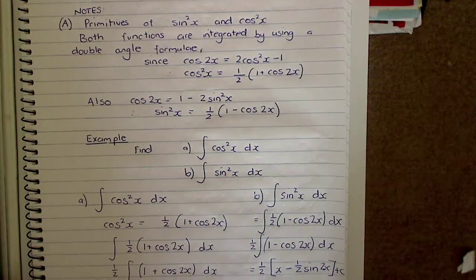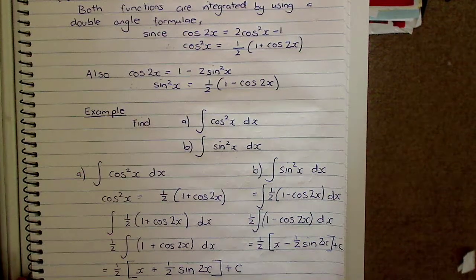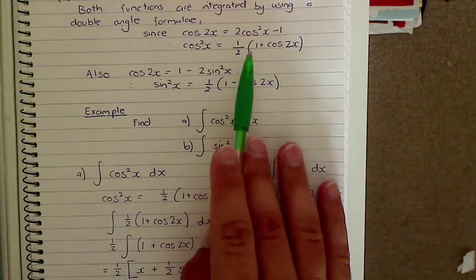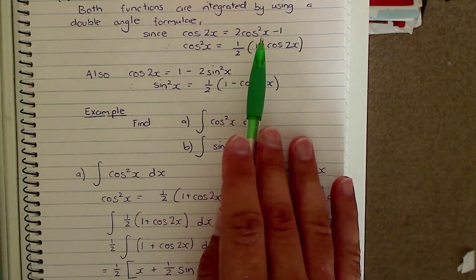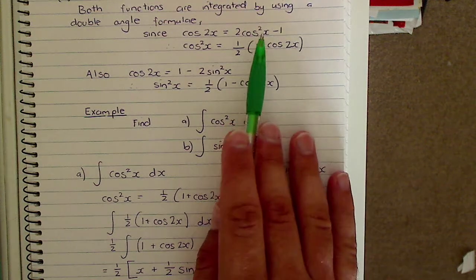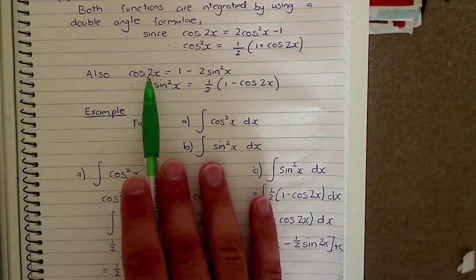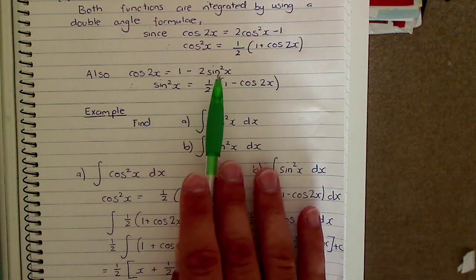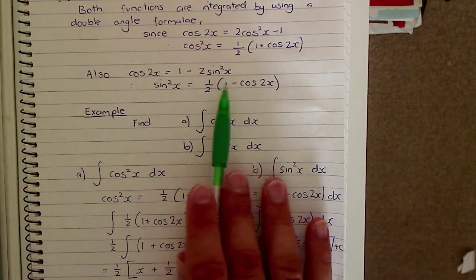Both are integrated using the double angle formula. We've learned that in our 2-unit days. So we know that cos 2x is 2 cos squared x minus 1. So if we solve for cos squared x, this is what we get. I'm sure you can make cos squared x the subject here. And same thing for cos 2x, we get 1 minus 2 sine squared x. So they're both the same. And if we solve for sine squared x, this is what we get.